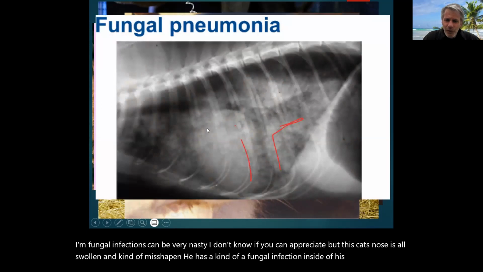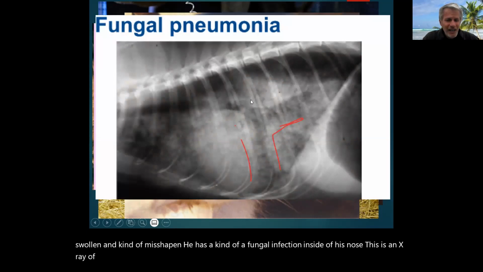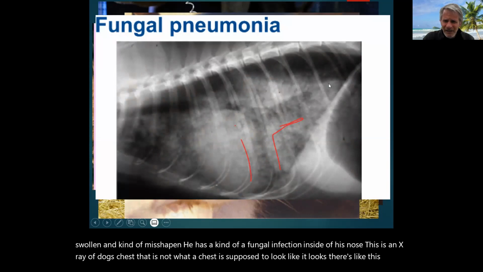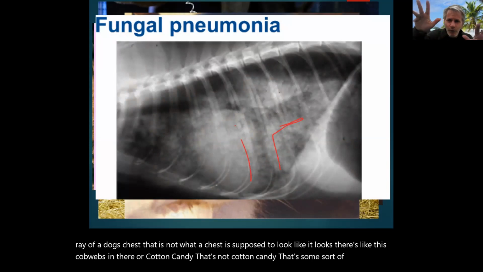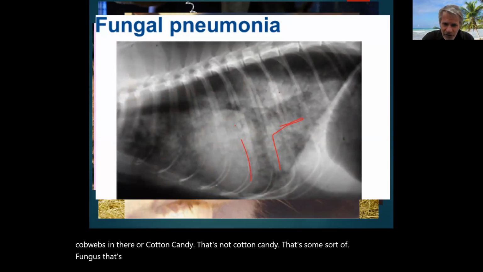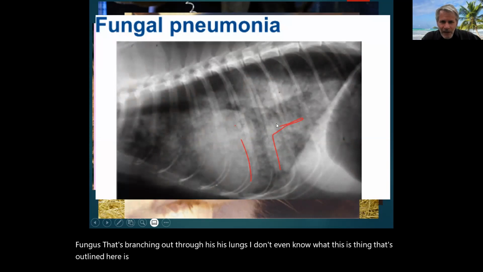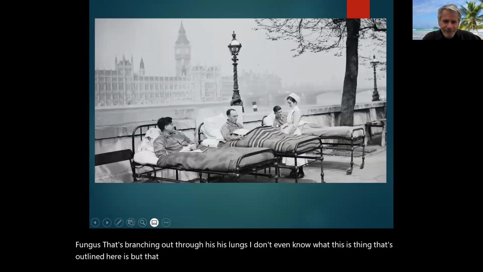This is an X-ray of a dog's chest. That is not what a chest is supposed to look like. It looks like there's cobwebs in there or cotton candy. That's not cotton candy. That's some sort of a fungus that's branching out through his lungs. I don't even know what this thing that's outlined here is, but that cotton candy should not be there.